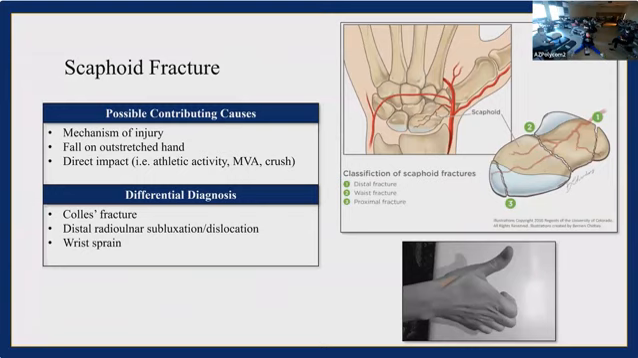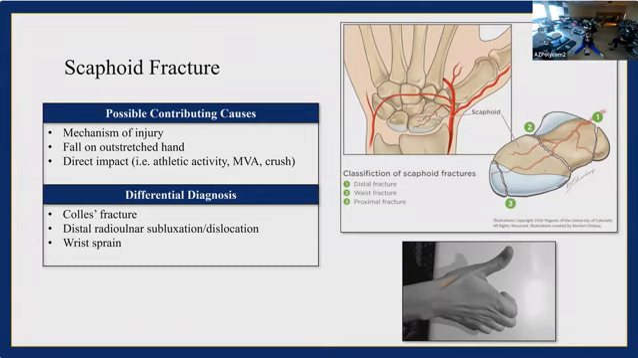So possible contributing causes, the mechanism of injury is a fall on an outstretched hand and direct impact, just like the other one. Differential includes Colles fracture or Smith's fracture, distal radial ulnar subluxation or dislocation, and wrist sprain, so very similar to the distal radius fracture. You can see the highlighted anatomical snuff box in the bottom right.